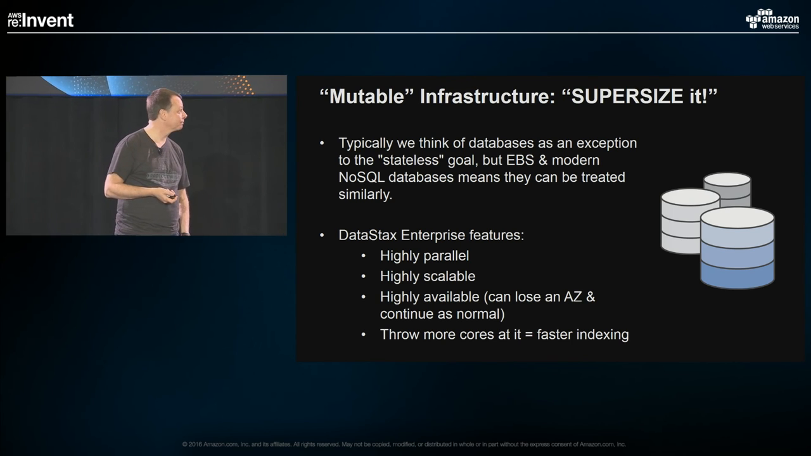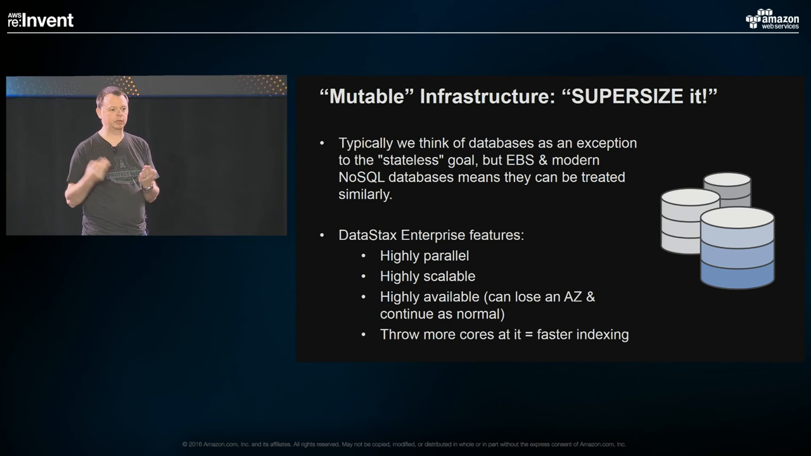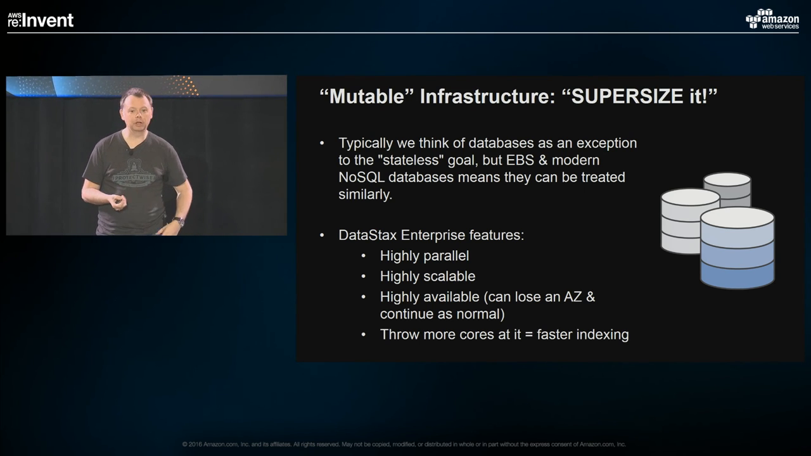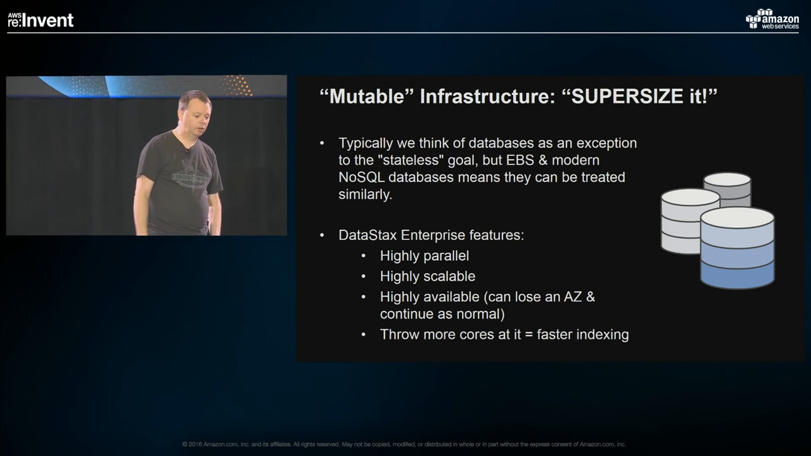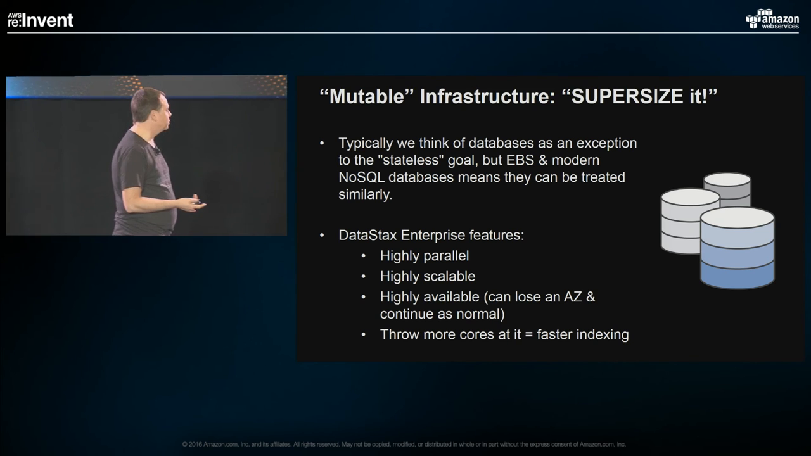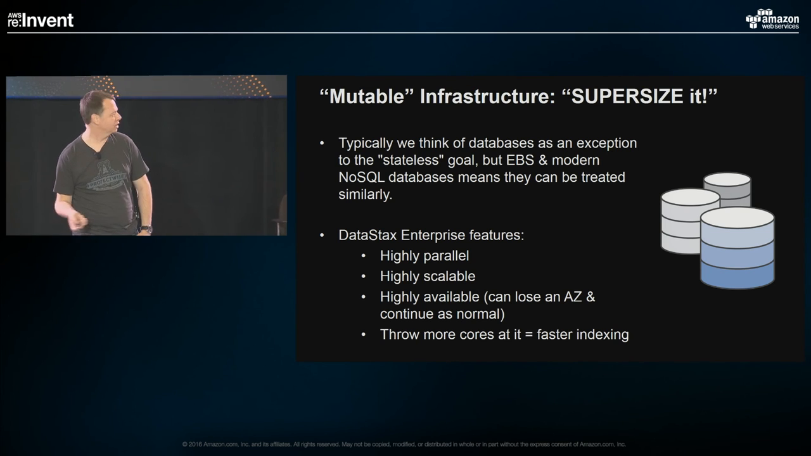the database similarly. So we're using DataStax Enterprise, which is Cassandra. We're actually using the Cassandra piece plus the Solr piece that are tightly integrated together. It's highly parallel, highly scalable, highly available. We can lose an availability zone or we can shut an availability zone down and keep on cooking. The Solr piece is what allows us to do arbitrary full text searches on the data. And then Cassandra is what gives us the high speed key value store.